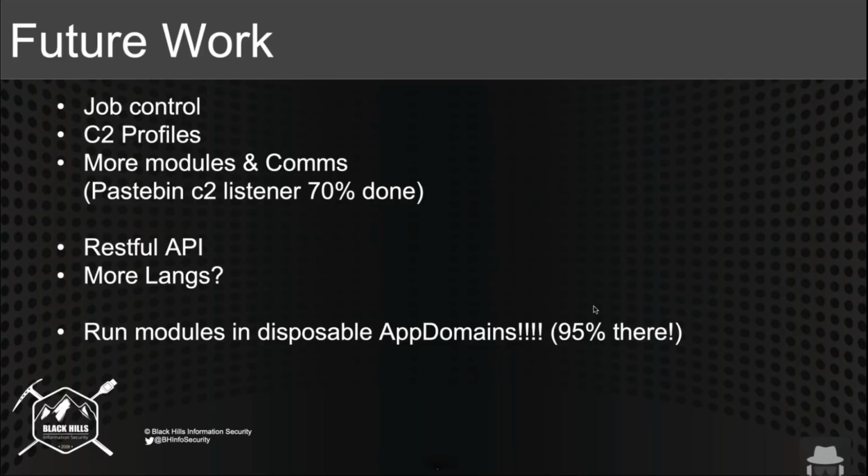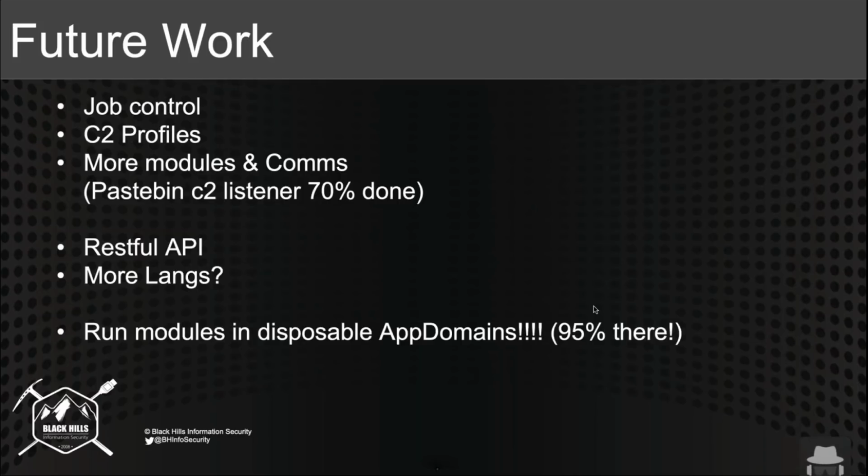A RESTful API for automating things. If you're familiar with DeathStar, I want to port that over to SilentTrinity, so you can do the same thing that you did with Empire and SilentTrinity, which would be really cool. More languages. I'd like to see R and Ruby in here, because why not give Ruby some love? Run modules in disposable app domains. That is my main focus right now.